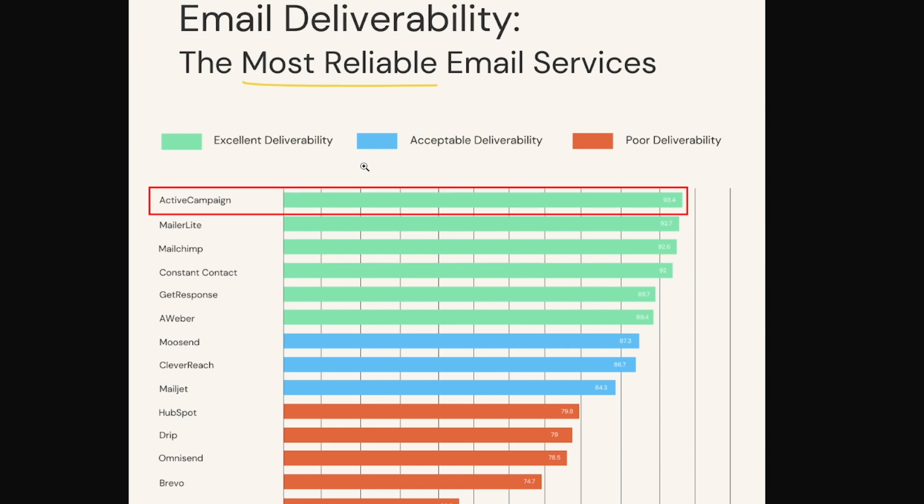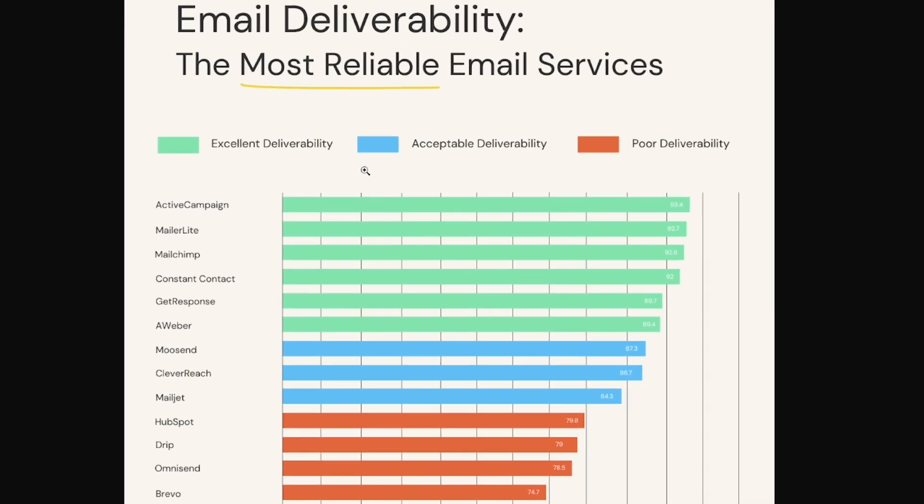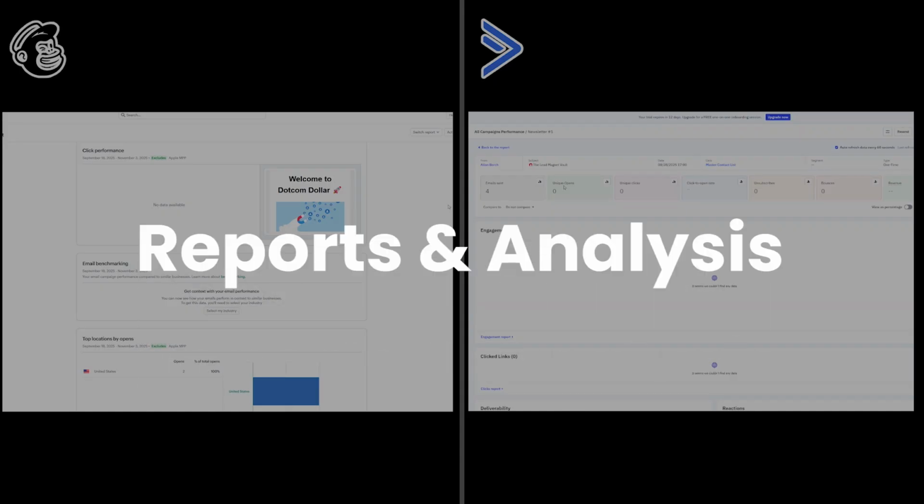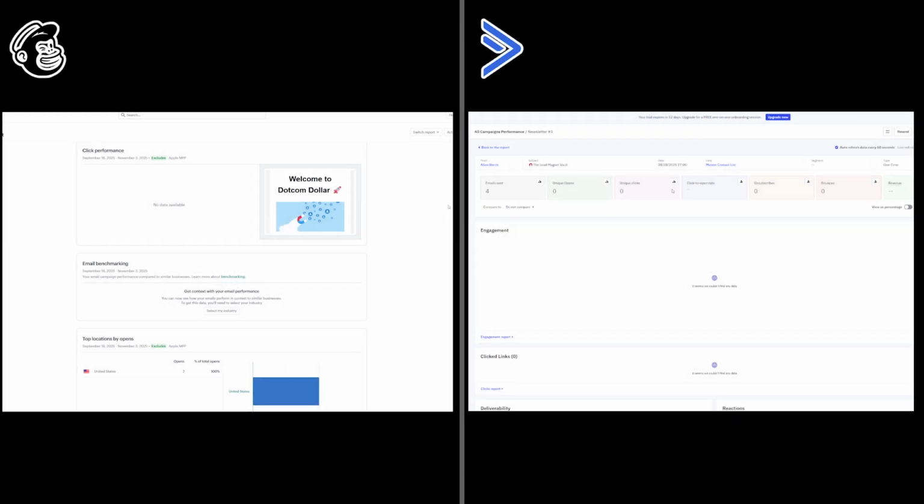ActiveCampaign has a 93.4% score, which is the highest from the test, so you don't have to worry about emails getting stuck in the spam folders. Both platforms offer complete reporting, with ActiveCampaign being a bit more advanced.